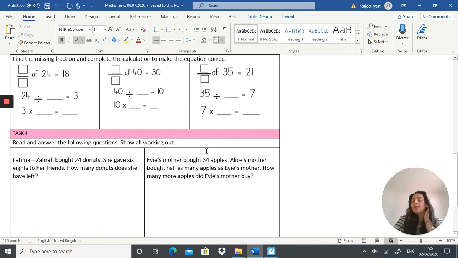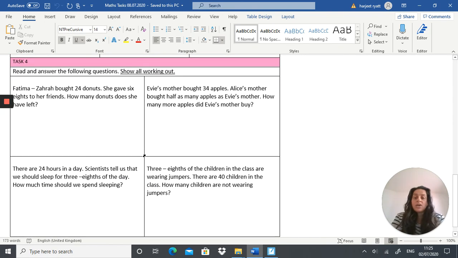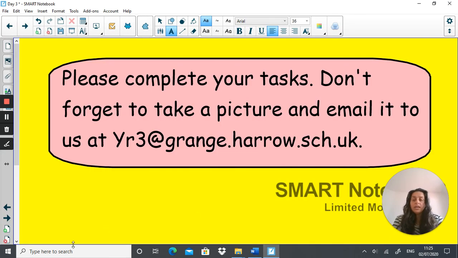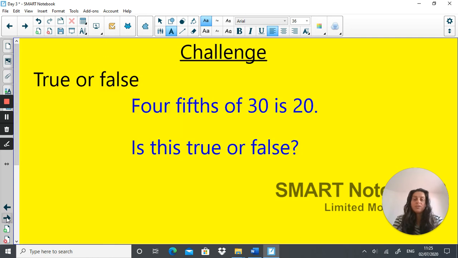And task 4 says read and answer the following questions. Show all of your working out. So you have these questions here. What I need you to do is read each question and, under the space provided, show your working out and provide your answers. We're going to go back to our smart board over here. And if you fancy a challenge, here comes your challenge question. Challenge question is true or false? 4/5 of 30 is 20. Is that true or false?